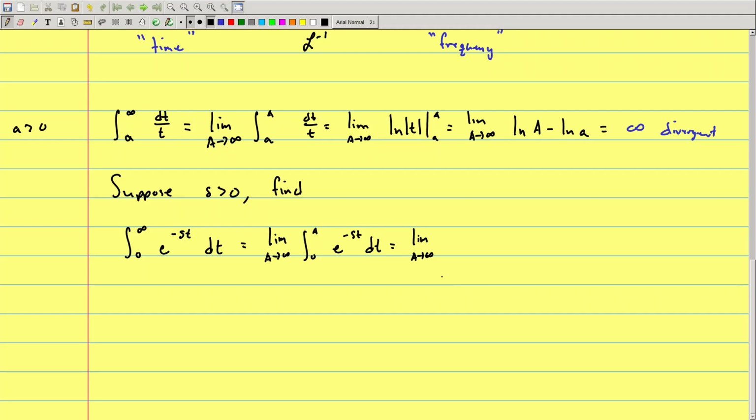We have the limit as a approaches infinity. We can now perform the integral here, okay? This is a u substitution integral, right? We set u equal to minus st. We take the derivative of that. We're going to get negative s du. And then we end up needing to divide by negative s in order to make this work, right? So the integral here is e to the minus st over negative s. And we need to evaluate from 0 to a.